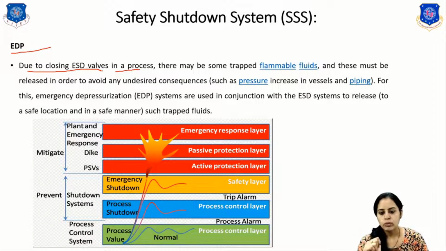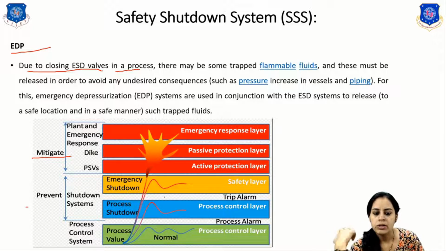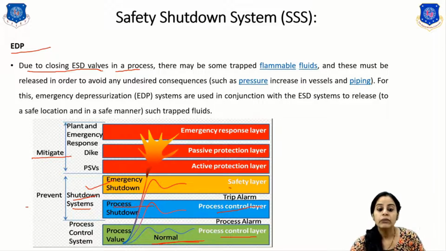Okay, here in this figure you can see mitigate and prevent. First of all, we discuss the normal, okay. So this is a process value at a normal condition. It is a process control layer. After that, the prevent, it means it is a shutdown system. In this shutdown system, the process will be shut down, and this is a process control layer because here the shutdown has occurred, right? The next is the emergency shutdown because of some problems, okay. So this is a safety layer for the workers and the industry, right?